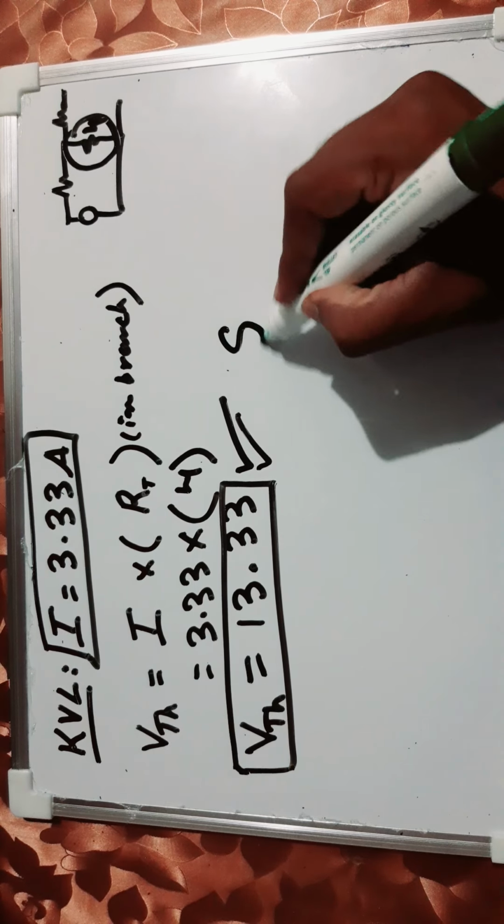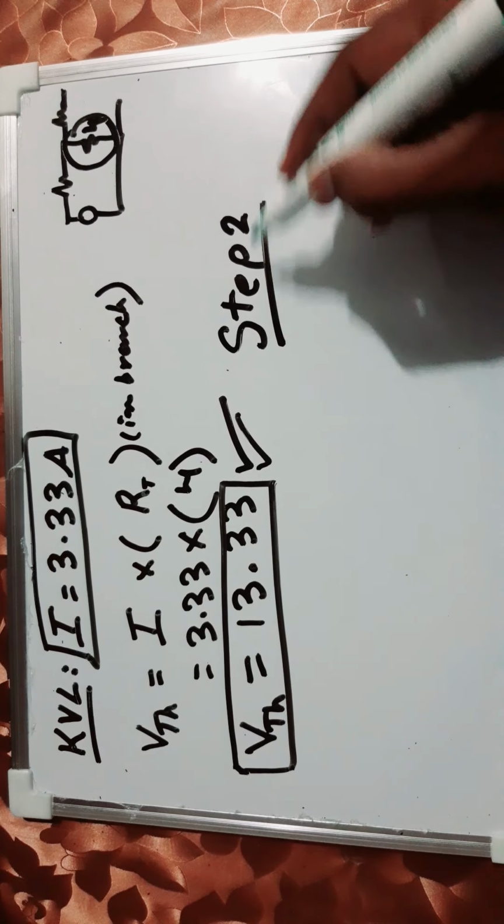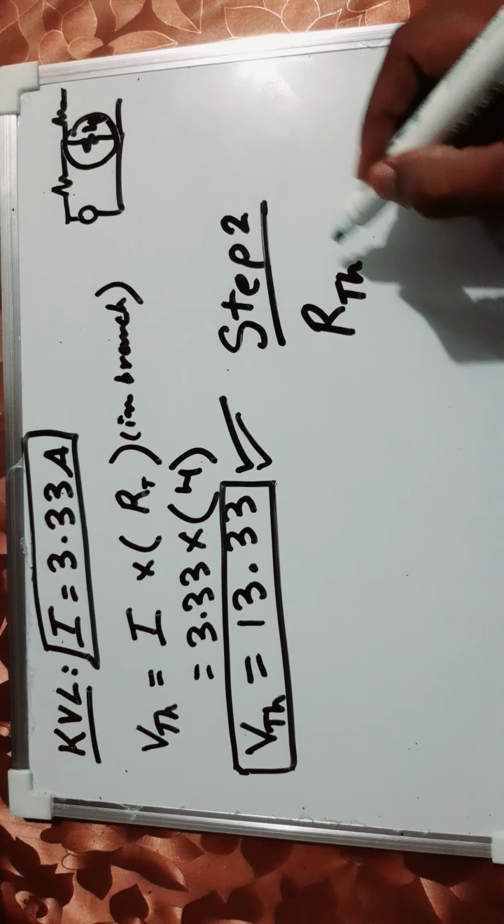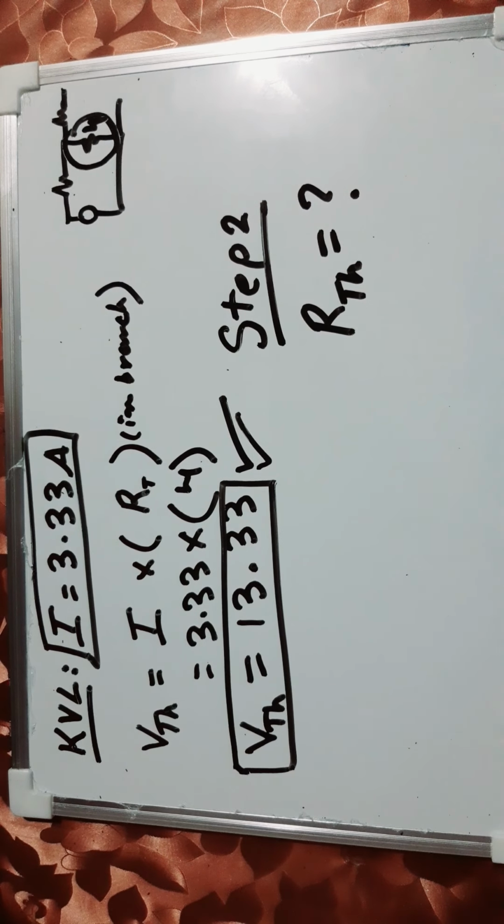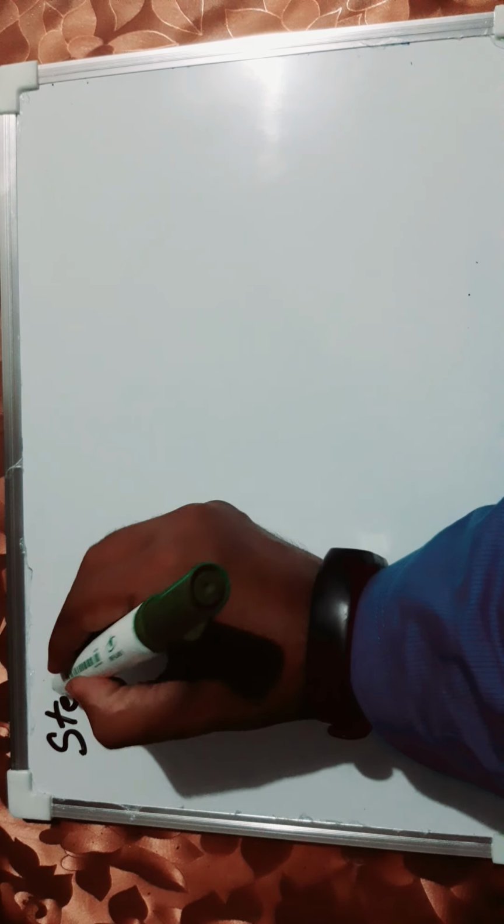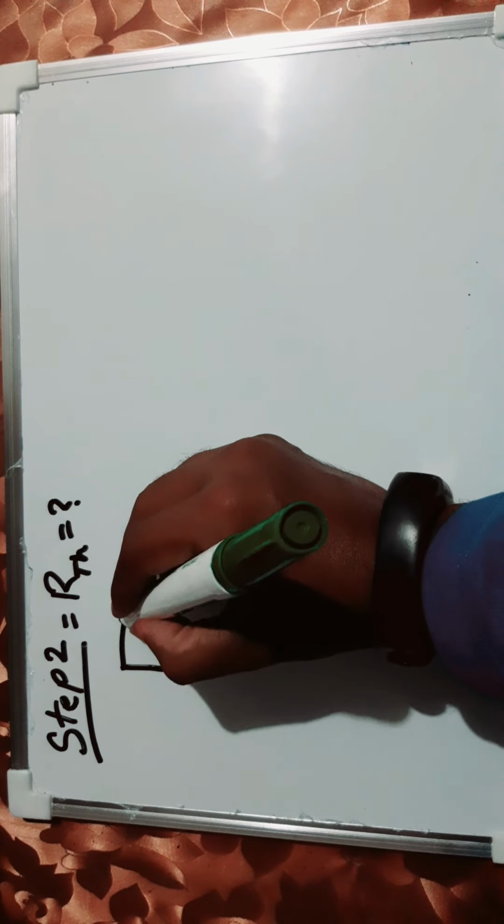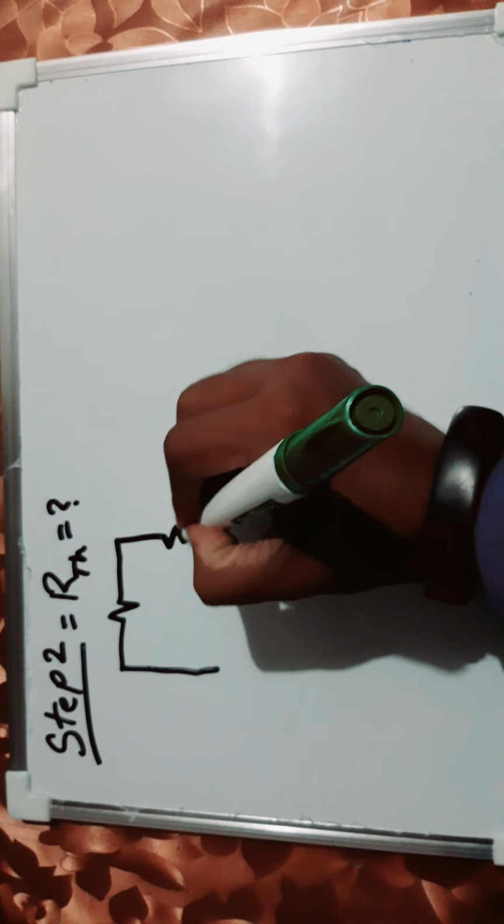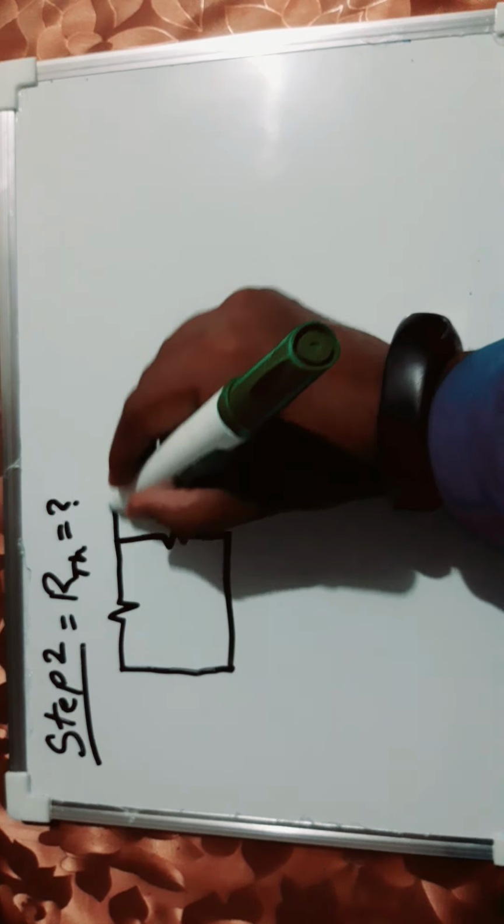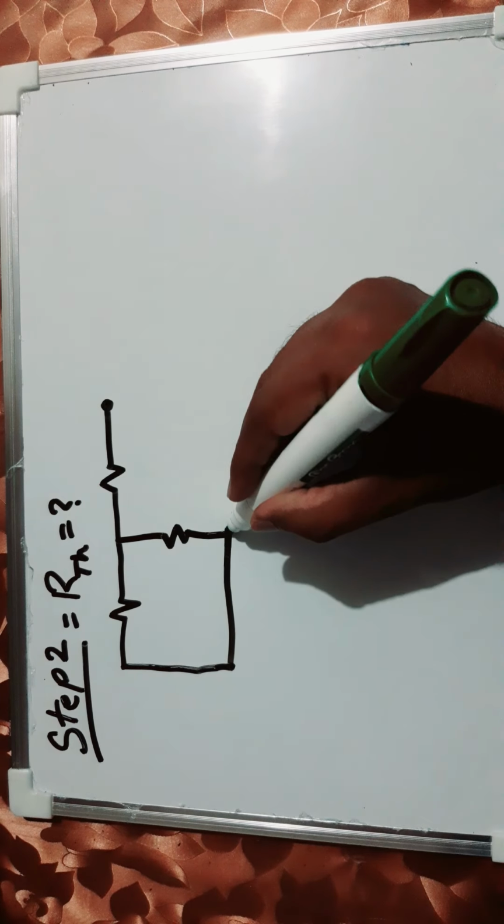Now what is step 2? Step 2 is to find the Thevenin equivalent resistor. So now we will find our Thevenin equivalent resistor. So let's start our step 2, which is to find the Thevenin equivalent resistor. So what is our circuit? That is our first resistance, this is our second resistance, and this is our third resistance.